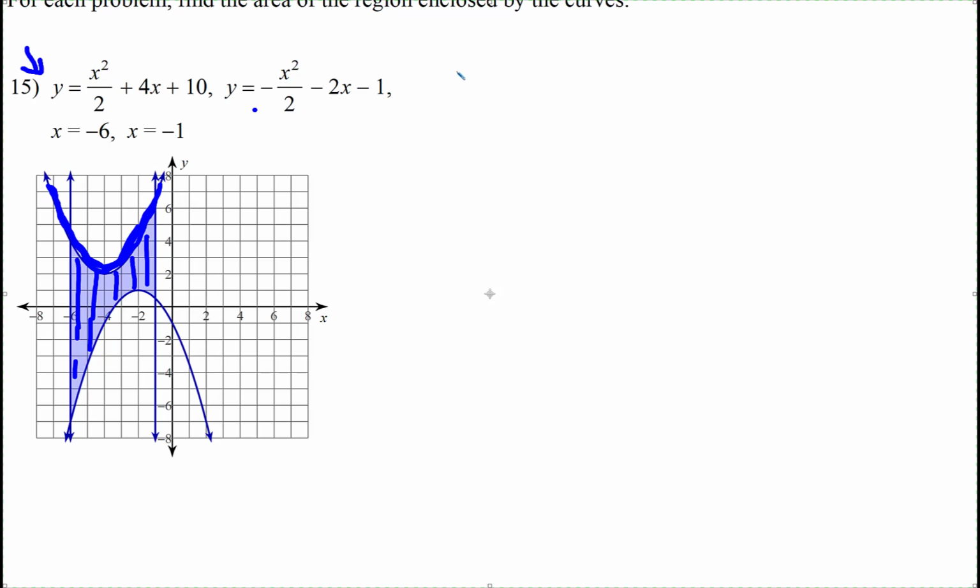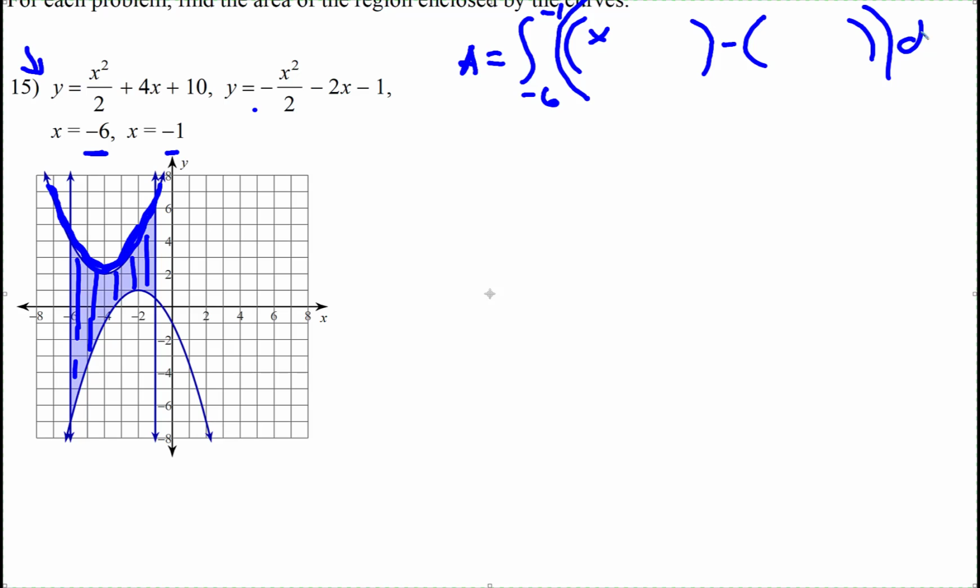So we're going to say the area is the integral, and it tells us the lower and upper bound, -6, -1. I don't think we did this one. So it's bigger set of parentheses because it's going to be this set, subtract this set, dx, and I'll make my pen a little bit smaller so that I can fit it all in.